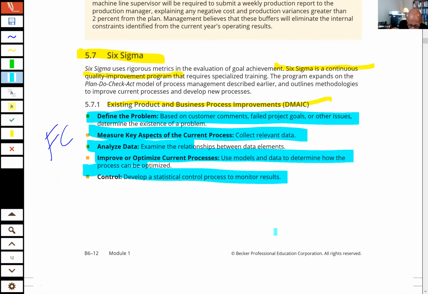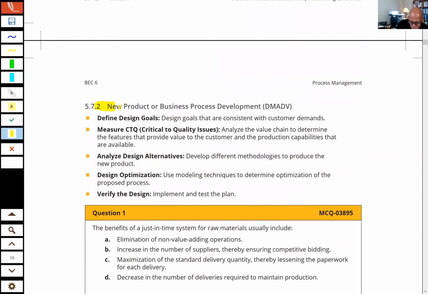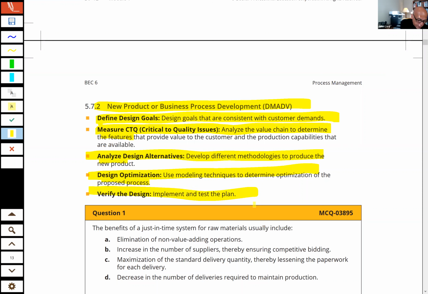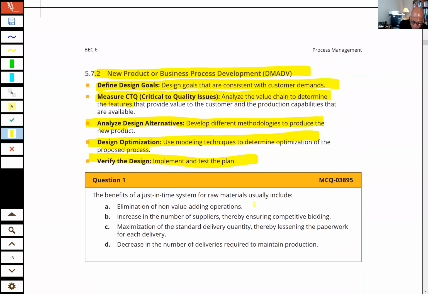Okay, good. Now you come over, different labels. You come over to new product or business process development. Okay, and so what do we do? We design, we have our design goals. We measure the critical quality issue. Okay, analyze design alternatives. We optimize the design, and then we verify the design by implementing and testing the plan.